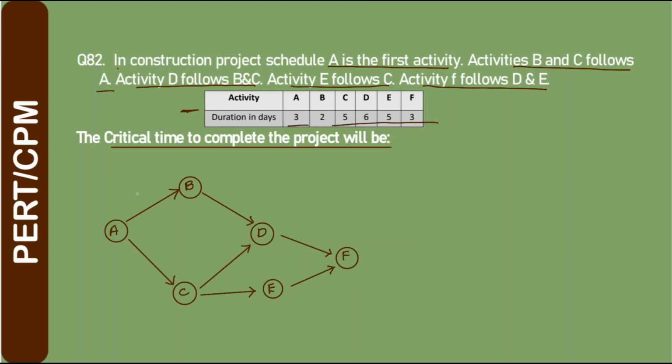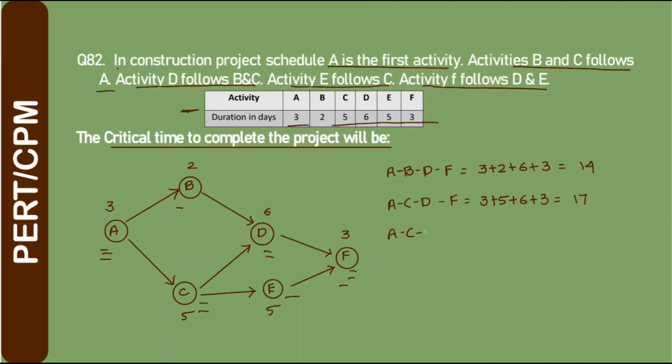Now putting all the duration of the days given in the table. Now following a path, first we follow A, B, D, F, we get to be 14. Then we follow A, C, D, F, it is to be 17. Then A, C, E, F is 16. So the critical time is the maximum time taken to complete the project, so it is 17.